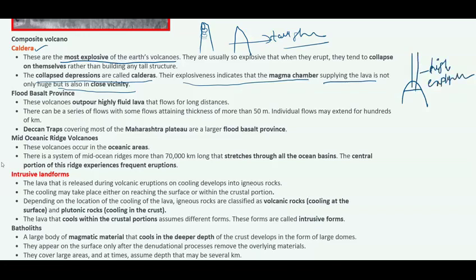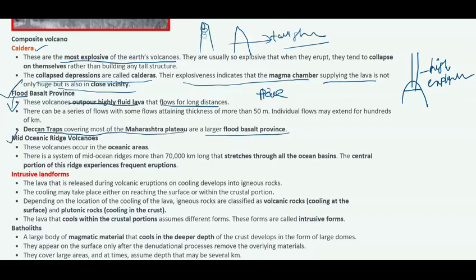Okay. Flood basalt province. What is flood? Flood means a very high amount, just like water. When the rains have happened, the floods happen. The volcanoes outpour highly fluid lava that flows for longer distances. These are called flood basalt provinces. A province means a place. Example, the Deccan Traps, covering most of the Maharashtra plateau, are a large flood basalt province.